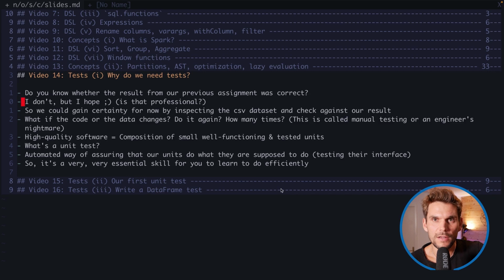So it is a very essential skill to learn if you want to build software in a professional context. And that's why I'm covering it here in this small video series. And in the next videos, we are going to look at how we can test data frame code.